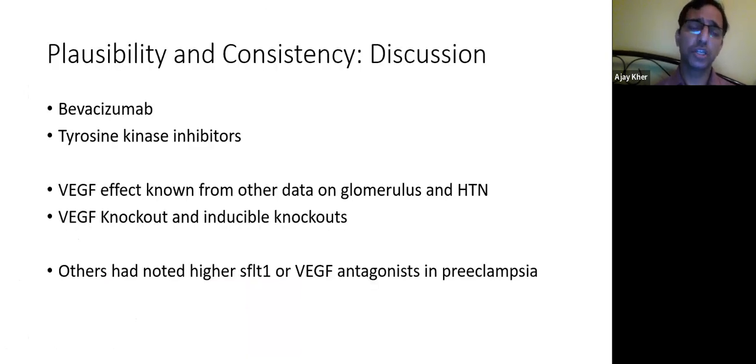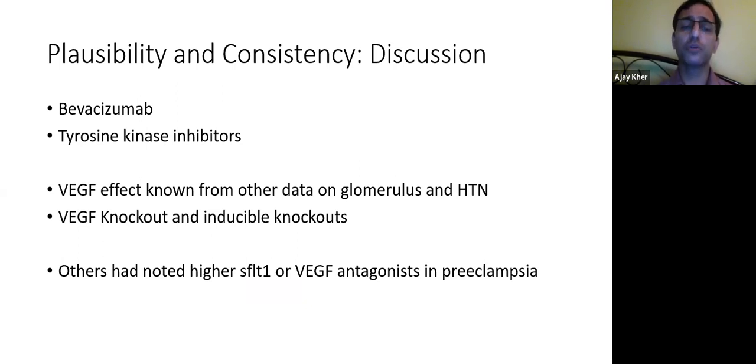And then in the discussion, they talk about all the other evidence that shows that SflT1 and anti-VEGF could be the mechanism for preeclampsia. So bevacizumab, which is an anti-VEGF antibody available for chemotherapy, has been shown to cause hypertension and proteinuria. There are other tyrosine kinase inhibitors, which are also used in oncology, which are VEGF inhibitors, and again have been associated with hypertension and proteinuria. VEGF effect is known from other data on glomerulus and hypertension as well.